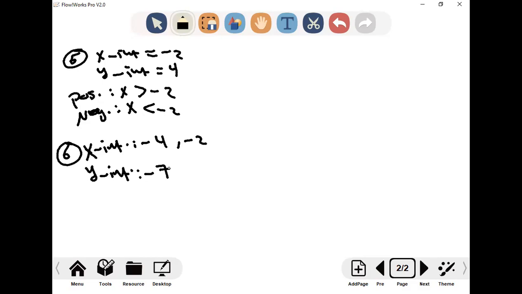Focus. No, in the exam, I will bring something clear. I won't make a lot of choices. I like to make things easy for myself. So -7 y-intercept.